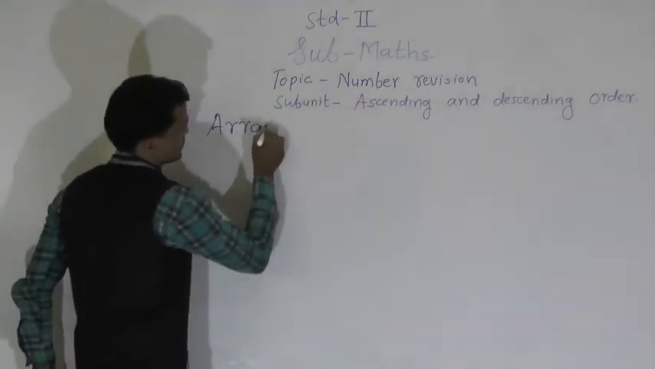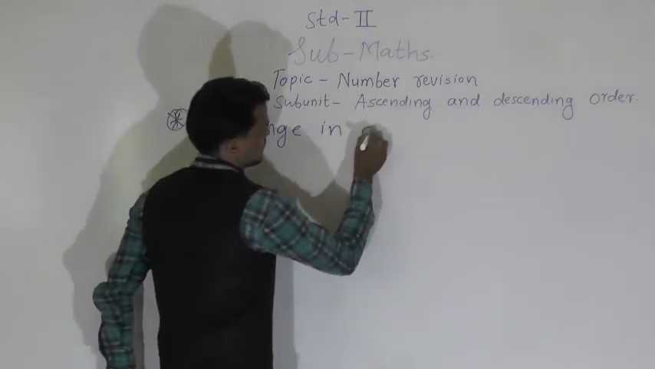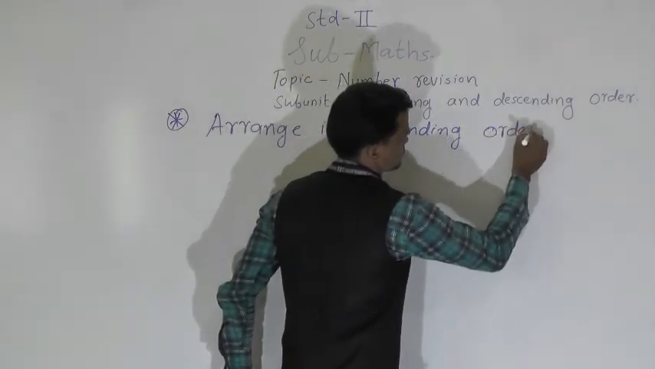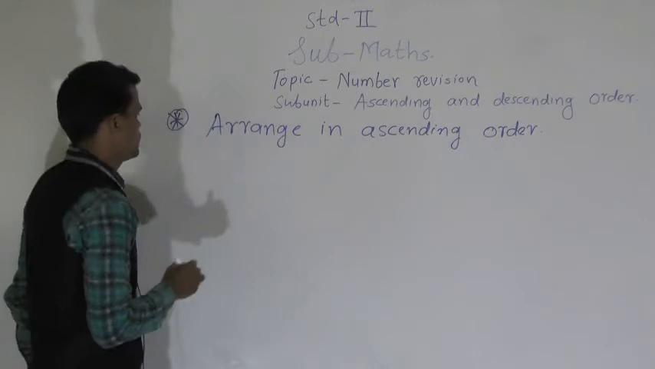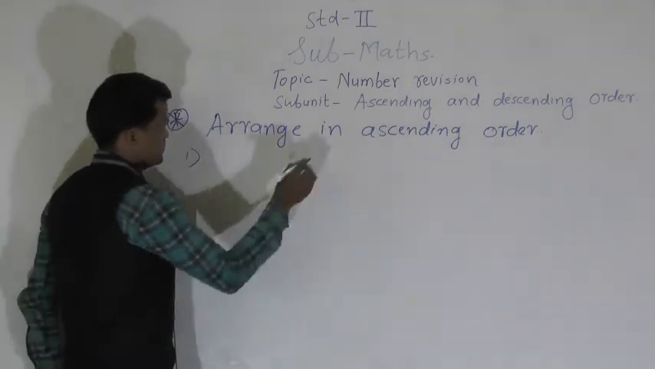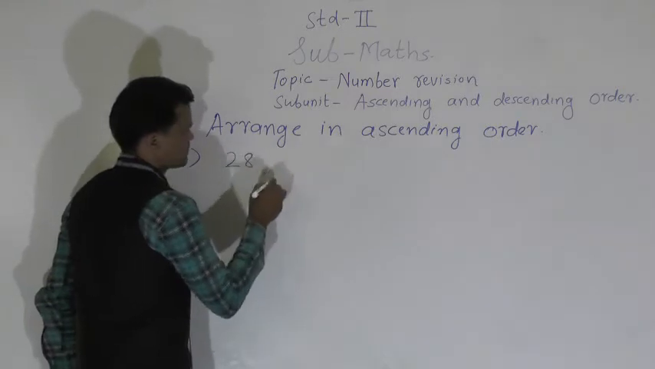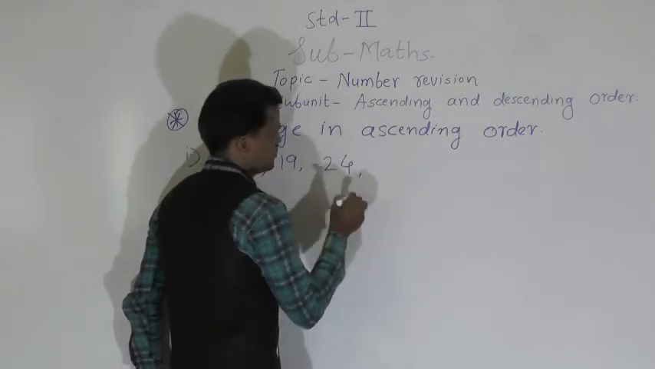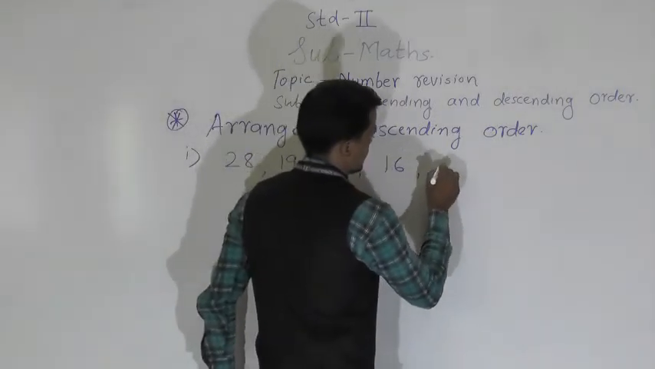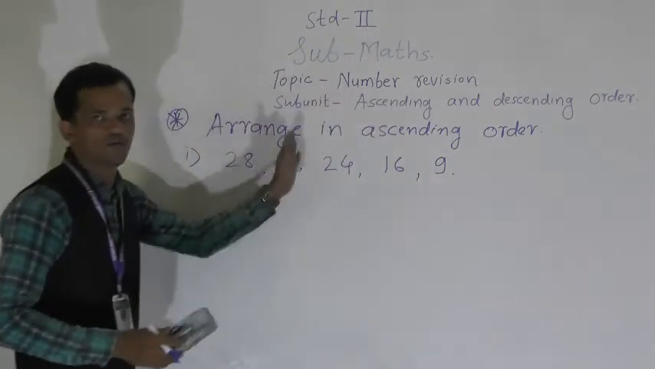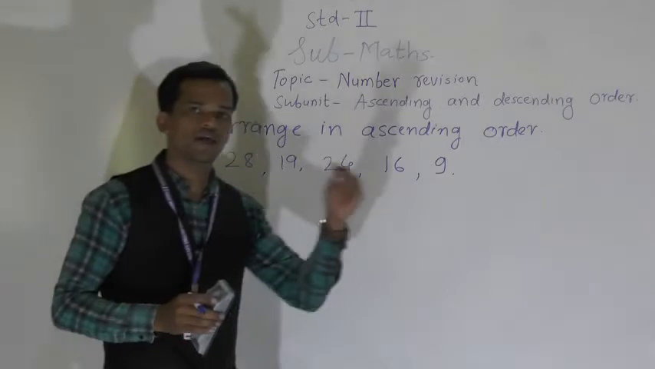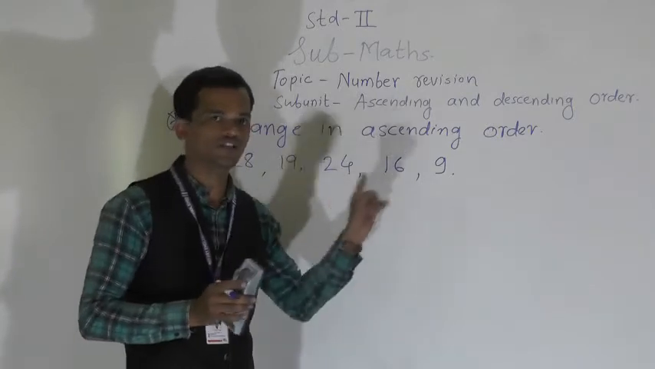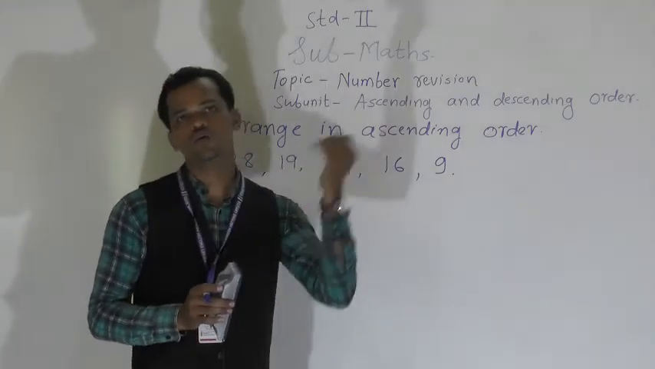Arrange in ascending order. This is the question. The numbers are 28, 19, 24, 16, and 9. We have to arrange these numbers into ascending order or increasing order. Ascending order means smallest number to biggest number. We have to arrange these numbers from smallest to greatest.